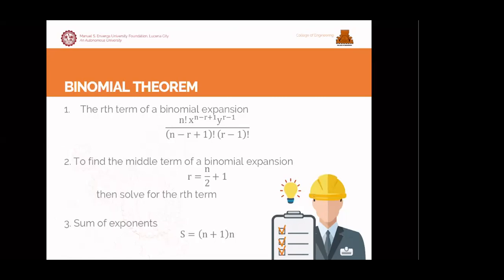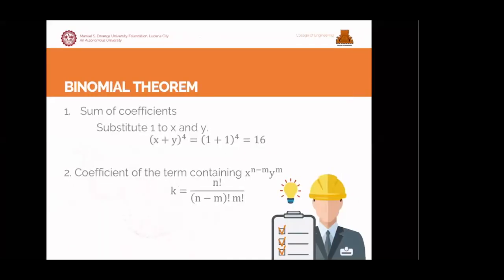Then to identify yung middle term in a binomial expansion, all we need to do is to get the r term na n over 2 plus 1 and then yun yung middle term natin. And then yung sum of exponents natin, ibig sabihin lahat ng exponents dun sa kabuuan ng expansion natin, apply lang na natin na n plus 1 of times n. Okay? And next, sum ng coefficients natin, we can also calculate that. Gagawin lang daw natin, mag-substitute tayo ng 1 dun sa value ng x and y natin.